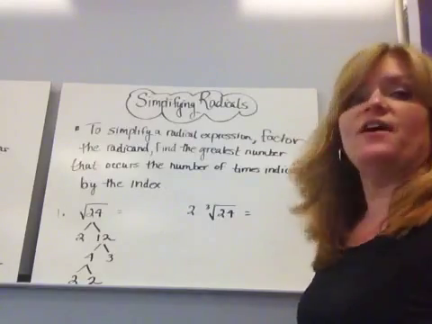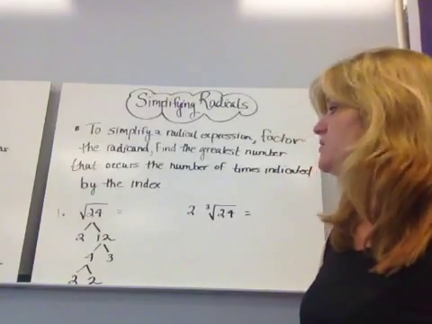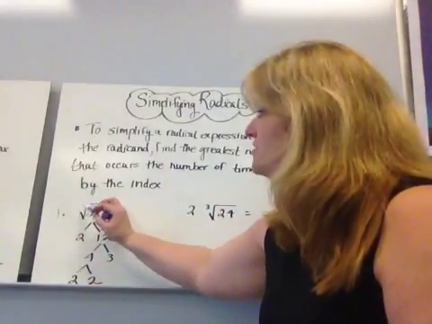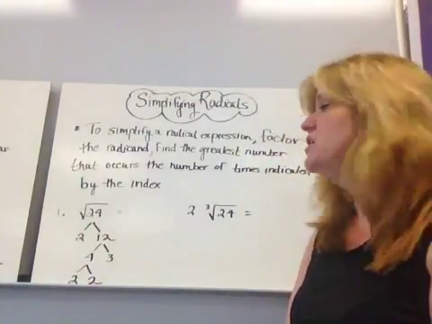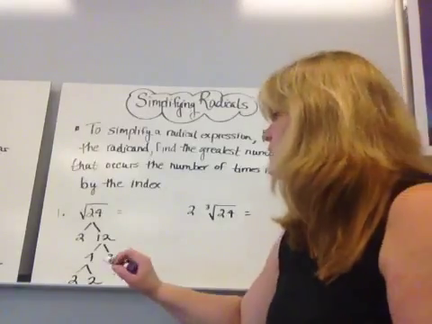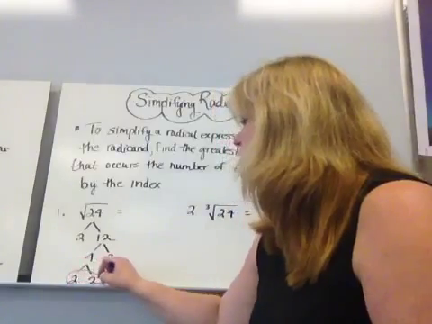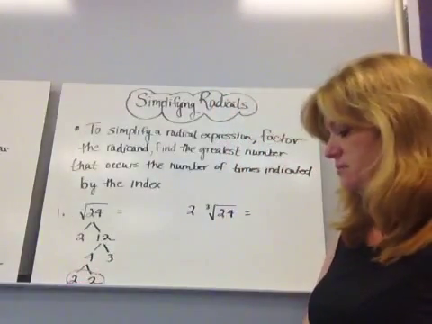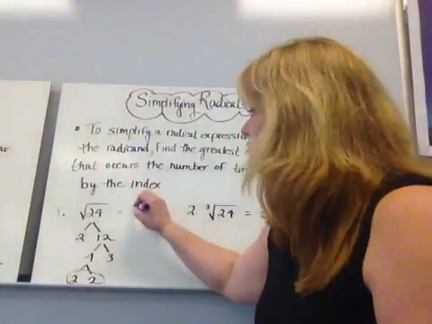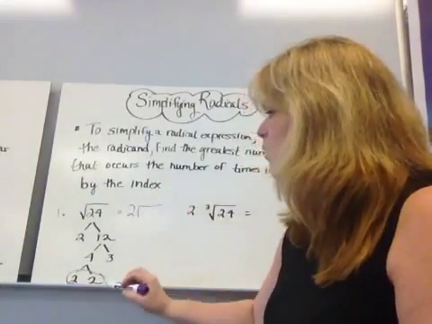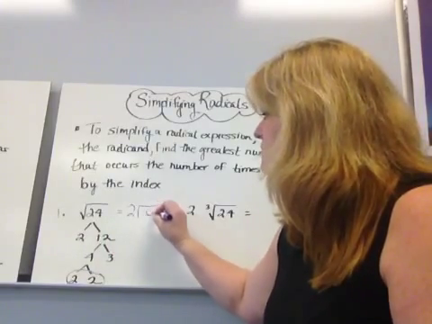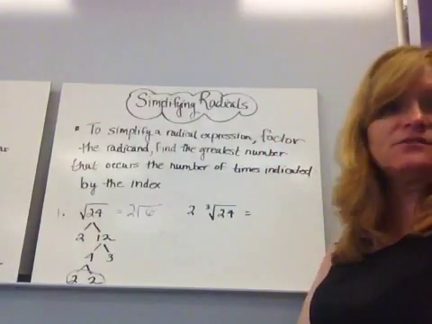Well, in order to simplify this, what you have to do is group out the number of factors that match the number on the outside, your index. So I have a 2, so I've got to see how many groups of 2 I can take out of there. So I have a group of 2 here, and that's it. So that group of 2 can come out of the radical as a 2, and whatever's left over, I have a 3 left over and a 2, that's 2 times 3 is 6, so that's 2 radical 6.